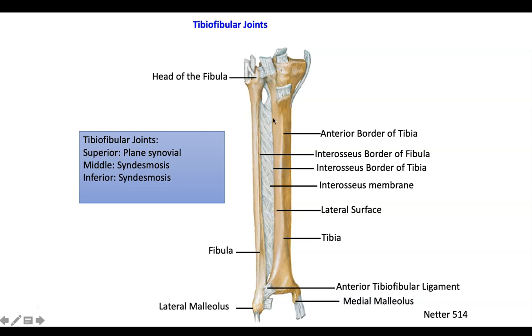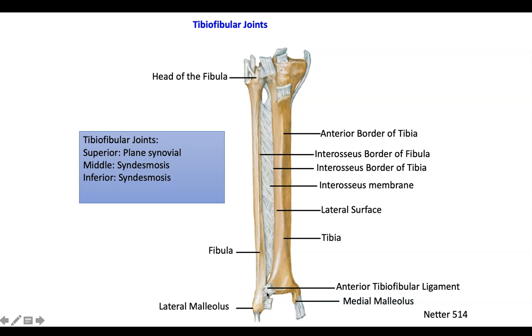The tibia and fibula are connected with each other, and they form joints in three different places. Superiorly, the lateral condyle of the tibia articulates with the head of the fibula and forms the superior tibiofibular joint, which is a plane type of synovial joint. And inferiorly, the inferior tibiofibular joint is a fibrous joint, or we call it syndesmosis.